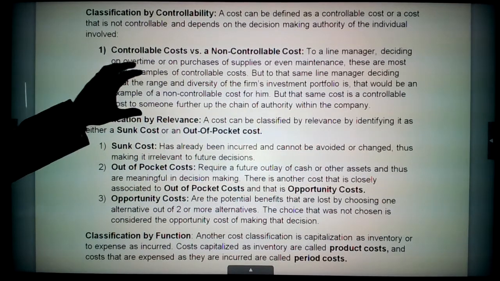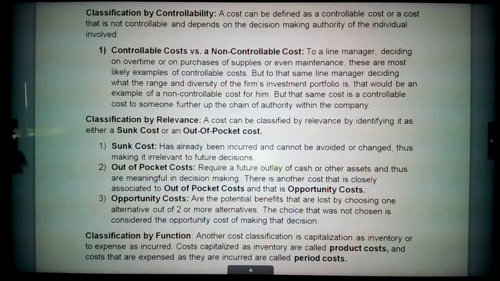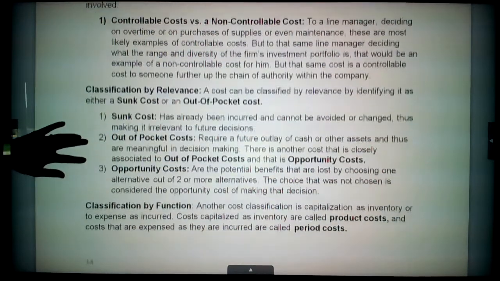So that's what controllable and non-controllable costs refer to. It's which person is in control of that cost, and we want to make sure we assign that to him when we're looking at him, so we can decide, is he doing his job well enough? That's what those are for.